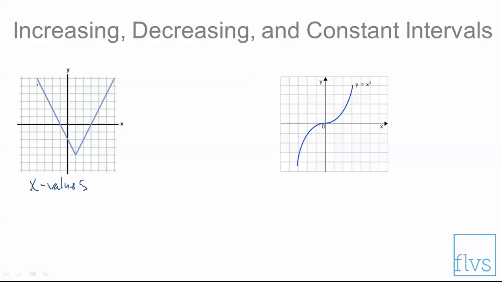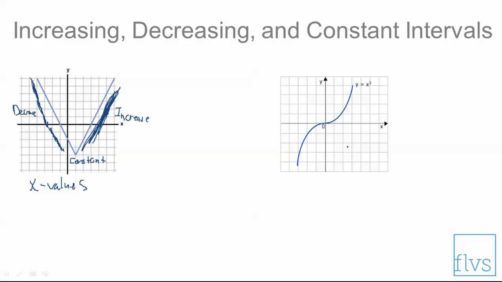Here, I notice that it's decreasing right there. From left to right, my graph is coming down. So that's my decrease. Then over here, it starts going up, and from left to right, that's my increase. Here at the bottom, the very point of the V, the vertex, is going to be a constant, because it's not decreasing there and it's not increasing there, it's just remaining constant.